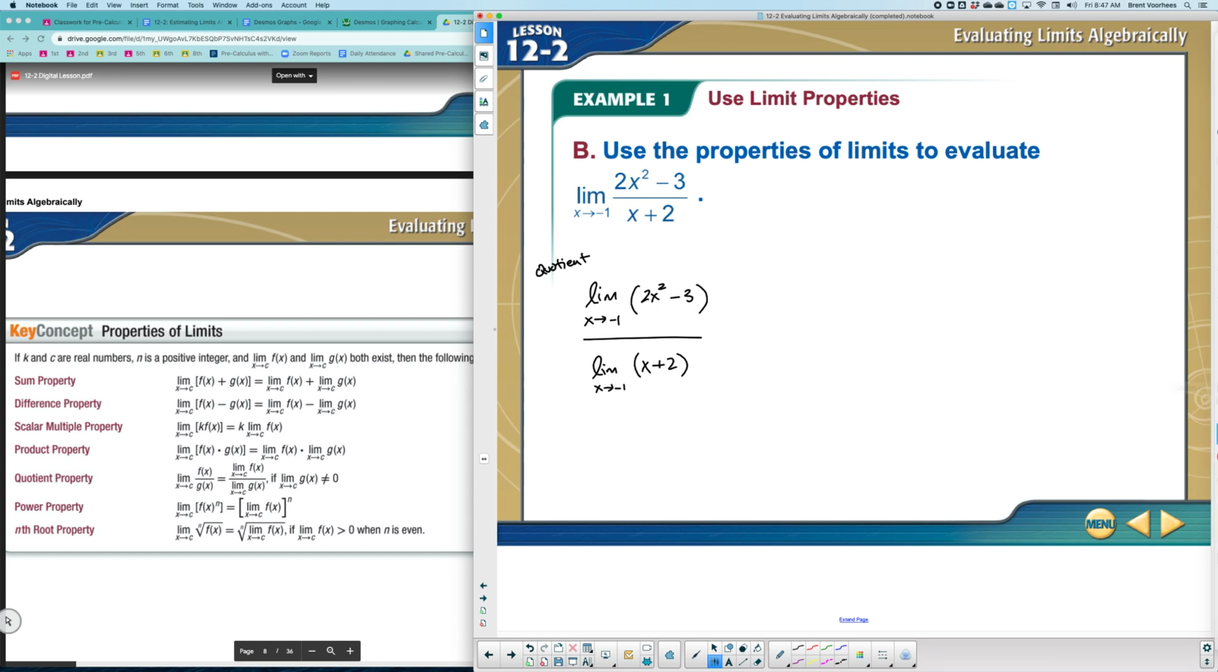And now what I could do is separate these just like we did before. We could do the sum property of 2x squared. I'm going to make that a minus the limit as x approaches -1 of, I took the minus already right here, so I'm just going to do a 3. All this over, that's the sum property, and I'll do the sum property down here as well.